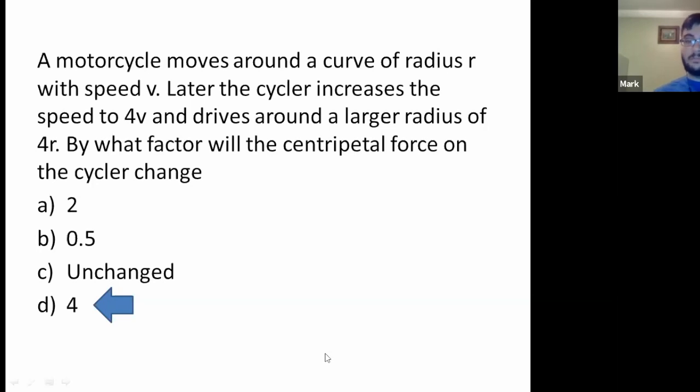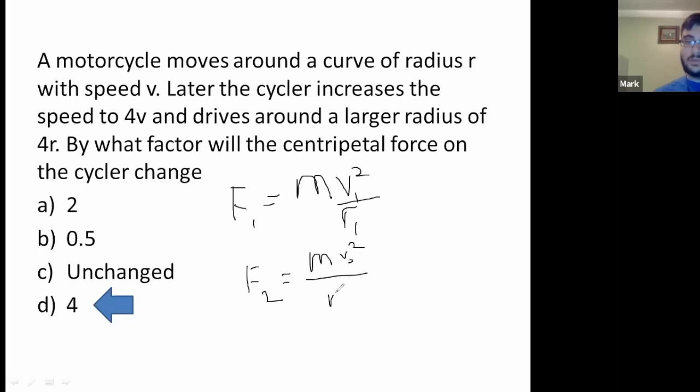The answer is 4. And we can see because we know that F equals mv squared over r. We'll call this F1 initially, and we'll call F2 after a certain time. We'll say V1, R1, V2, and R2, right? We know that V2 is 4 times V1 and R2 is 4 times R1. So we can actually substitute it like this, 4 times R1, and 4 times V1, right?